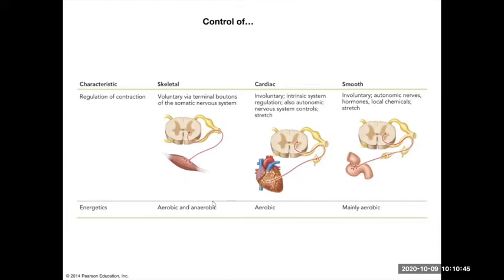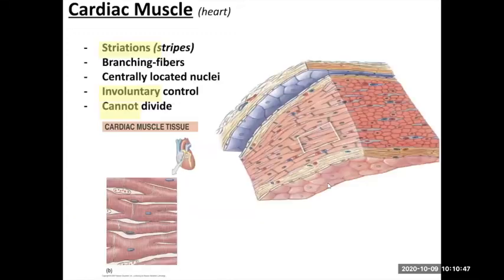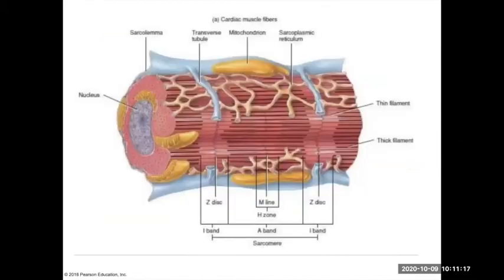We won't worry about the aerobics and anaerobics. So for cardiac muscle, if you were to look really close up at cardiac muscle tissue, here's the heart wall, and these are the cardiac muscle cells. If you were to look really closely, they'd look kind of like skeletal muscle tissue with those striations. These stripes are visible on cardiac muscle cells, which means they have sarcomeres. They have that whole internal arrangement.